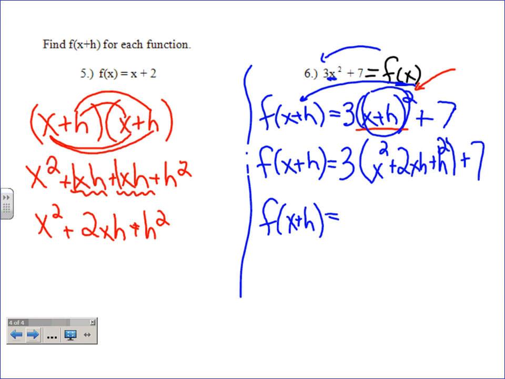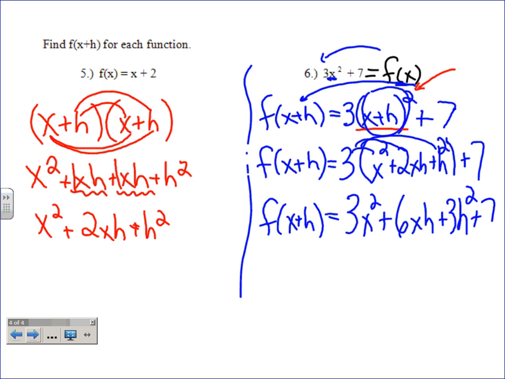All we have to do, distribute the 3. 3x squared plus 6xh plus 3h squared plus 7 or plus 21? Why just 7? Yeah, the 3 is not part of that. It doesn't go to that, right? The 3 stops. It goes here, here, and there, but it does not go to the 7. So it is just plus 7.